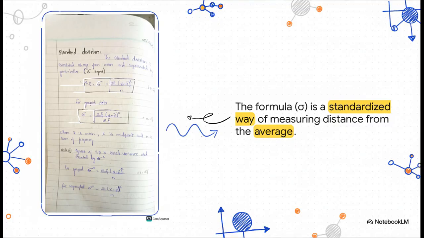Okay, now I know this formula looks a little scary with that sigma again and the square root sign, but don't let it psych you out. All it's really doing, step by step, is measuring the distance of every single point from the average. It's just a super precise method to get that one really meaningful number.